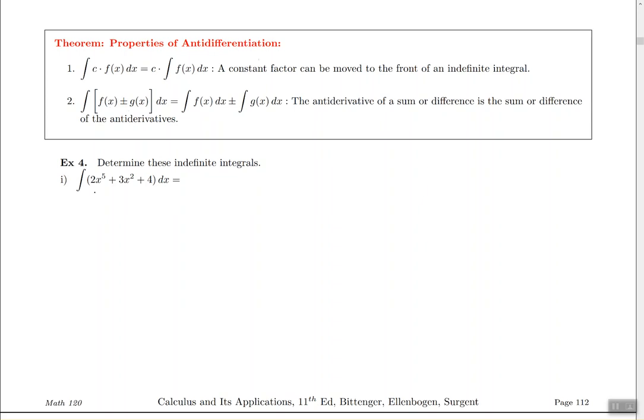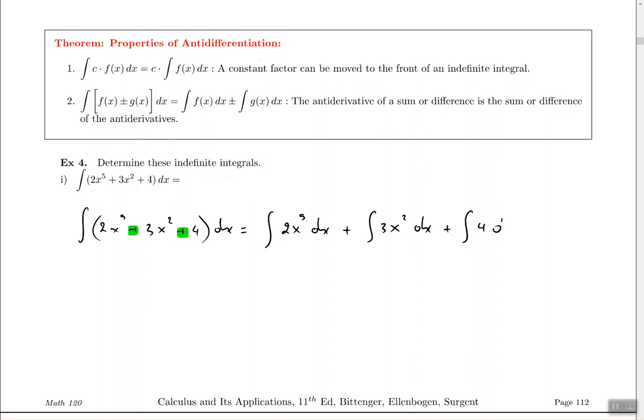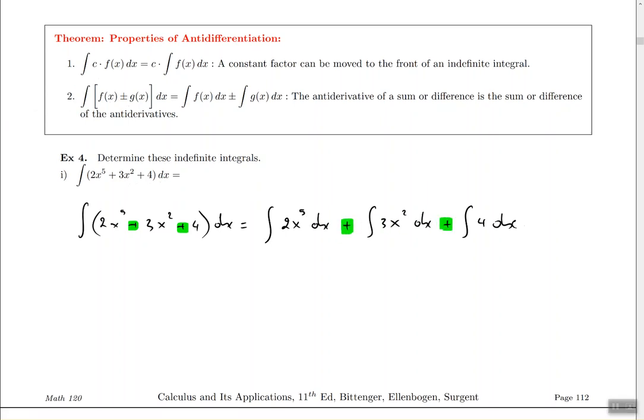So for instance, the first one over here says, determine the indefinite integral of 2x^5 + 3x^2 + 4 dx. So how can I use these properties that we just mentioned to do this problem? First of all, I have a bunch of pluses and minuses. So the rule is do individual integrals. So do the antiderivative for 2x^5 dx, then do the antiderivative of 3x^2, then do the antiderivative of 4. That's pretty much the rule listed in property number 2. If you have a plus or a minus, just do separate integrals. So that's not terribly difficult.